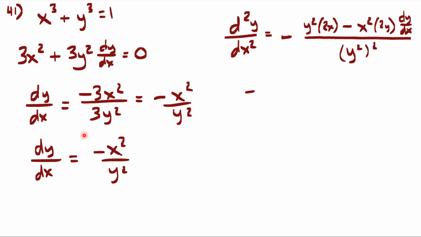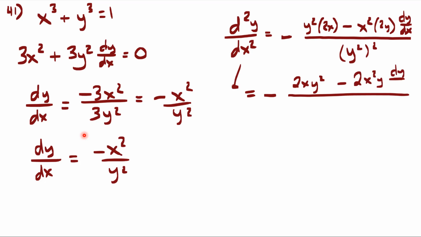Alright, let's go with it. Let's keep on simplifying. Let's see what we got here. So the d squared y over dx squared, that's just going to move down each time, just so we know. Alright, and on top, how about a 2x y squared? That's nice. This will be, let's see, 2x squared y, and then dy/dx. Cool. And the bottom is going to be y to the fourth now.